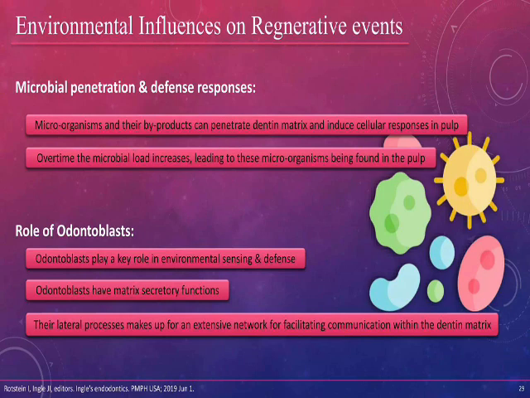Microorganisms and their products can penetrate the dentin matrix and induce a cellular response in the pulp. Over time, the microbial load increases, leading to microorganisms being found in the pulp. The role of the odontoblast: odontoblasts play a key role in environmental sensing and defense. Odontoblasts have matrix secretory functions. Their lateral processes make an extensive network facilitating communication within the dentin matrix.